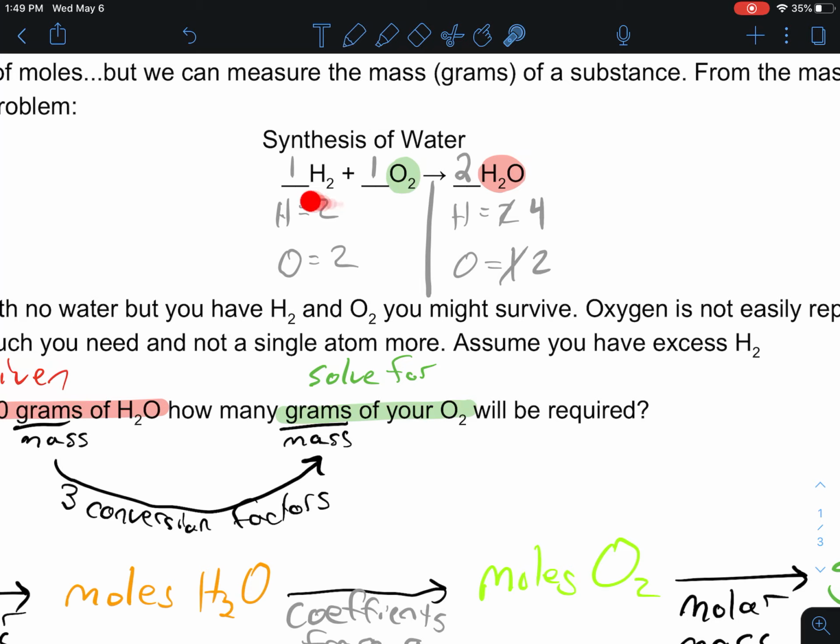That did throw off your hydrogen balance, so now I have to go back over to the reactant side and adjust hydrogen. Change that coefficient of 1 to a coefficient of 2. 2 times 2 gets me to 4. My hydrogens are balanced. 2 times 2 is 4. 2 times 2 is 4. My oxygens are balanced. 1 times 2 is 2. 2 times 1 is 2.